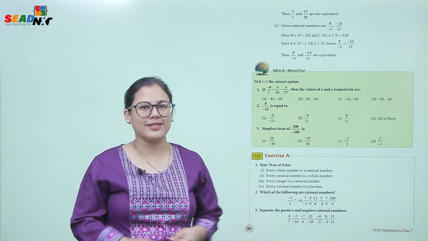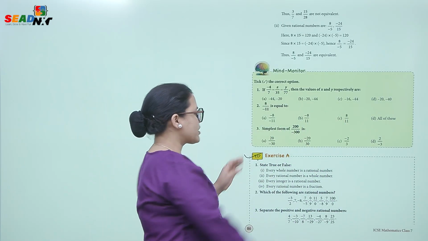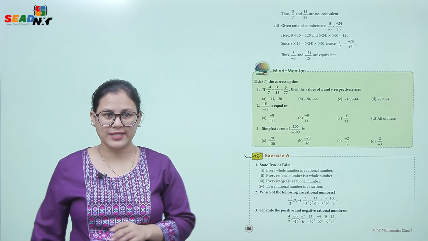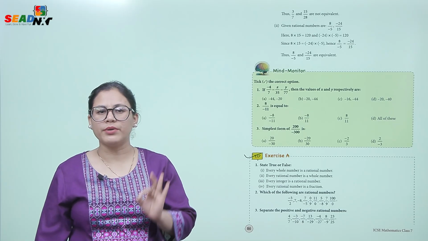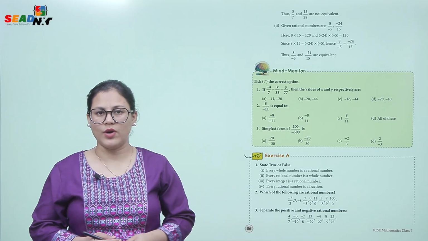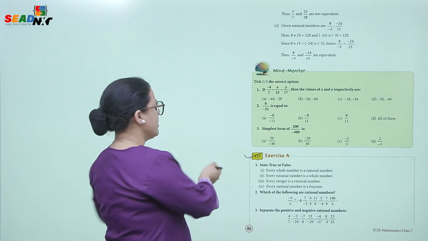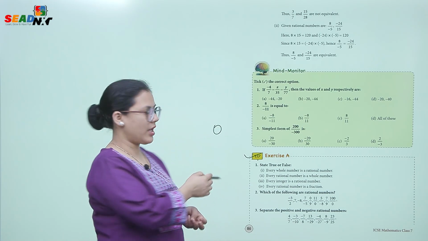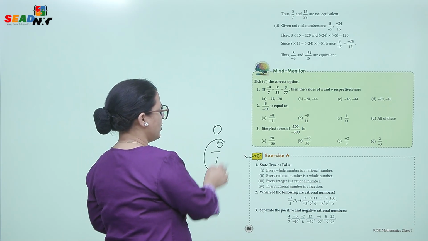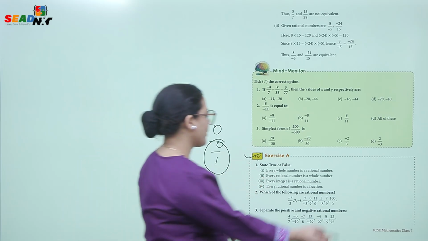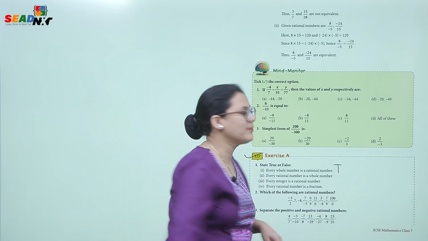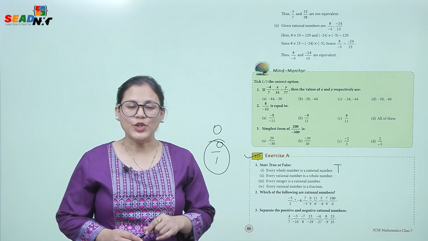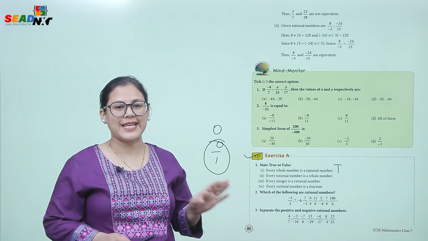Now let's do exercise A. You have to state whether the statement is true or false. Number 1, every whole number is a rational number. Is it true? Of course, every whole number is a rational number. See, 0 is a whole number, and you can write it as 0 by 1. This is a rational number. So this is true. Now you will do practice of the remaining questions of this exercise.